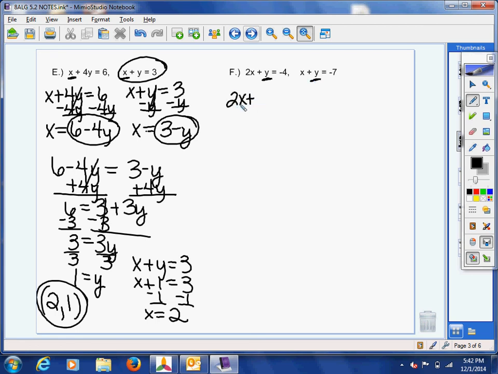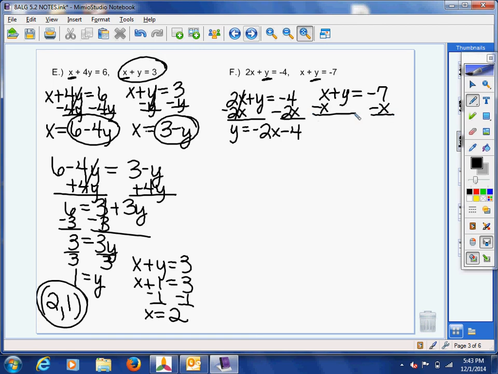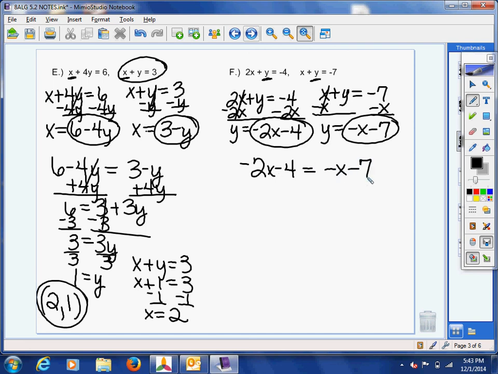Okay? So we got 2x plus y equals negative 4, and I am going to take away 2x from each side. So now I got y equals negative 2x minus 4. Let's do the same thing here. We're going to take x away from each side, and I got y equals negative x minus 7. Now both of these quantities that I have circled both equal y. So that means they have to equal each other. So negative 2x minus 4 must equal negative x minus 7. Wonderful. Let's start solving this thing.